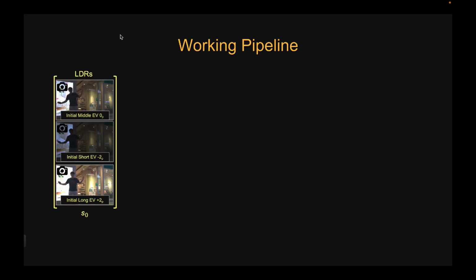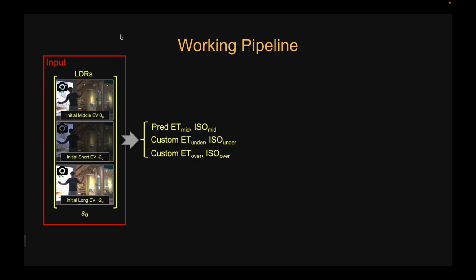During inference, AdaptiveAE iteratively refines the capturing strategy through 4 stages. In each stage, the agent takes the previously captured LDRs as input and predicts the ISO and shutter speed for the next stage. Specifically, in the initial stage S0, 3 LDRs are captured with exposure value -2, 0, and +2, with arbitrary ISO and shutter speeds, with footnote P denoting predefined baseline for EV0.